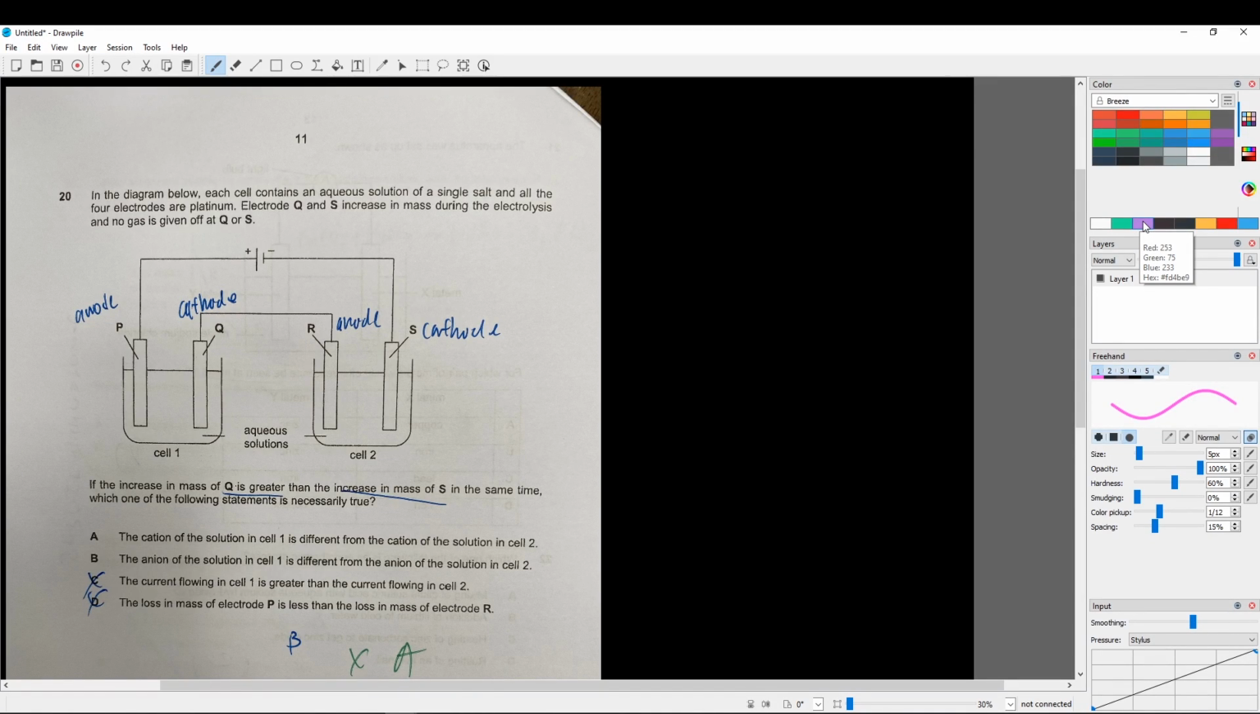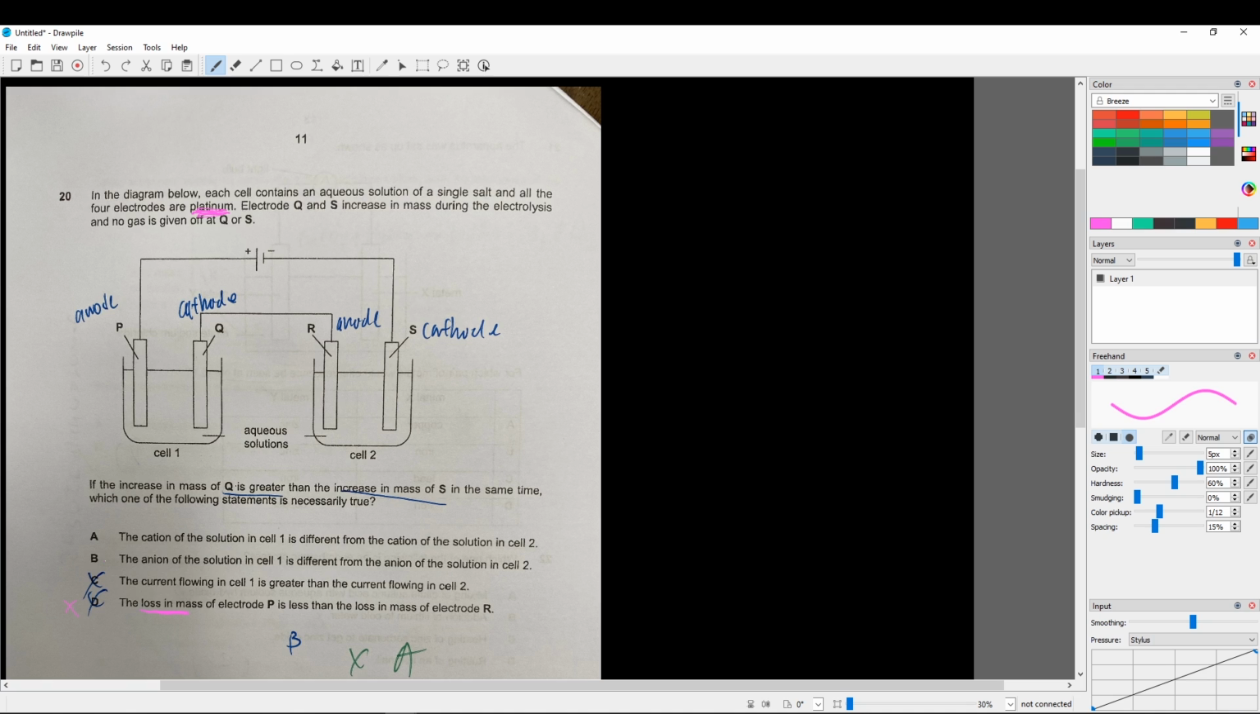Okay, this question says, so we go through the obvious thing first. If we read this, the first thing it says is that it's platinum, so it's an inert electrode, right? So D is out, because loss of mass is only related to a reactive electrode, not an inert electrode. Only a reactive electrode can rot away, so D is out.